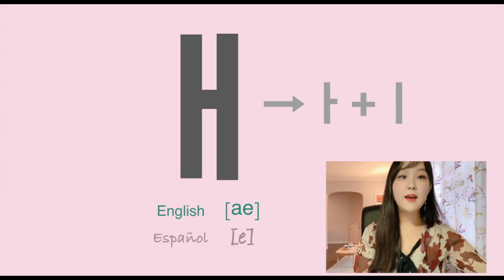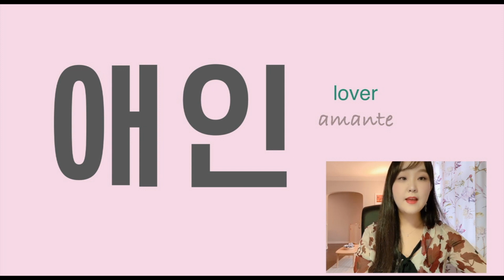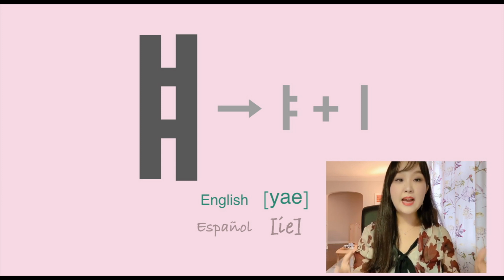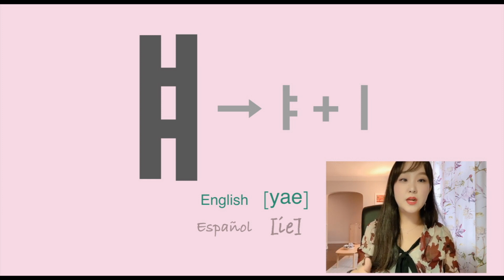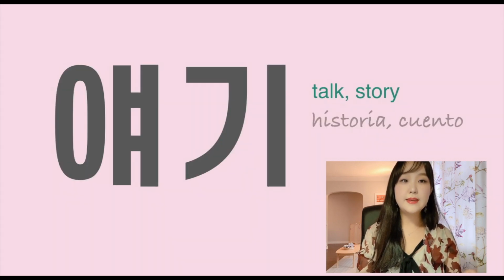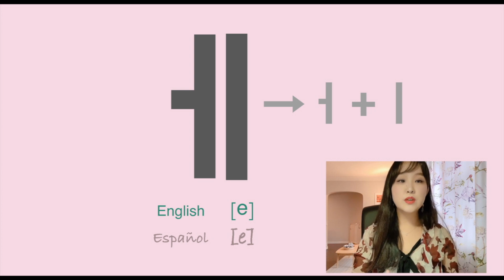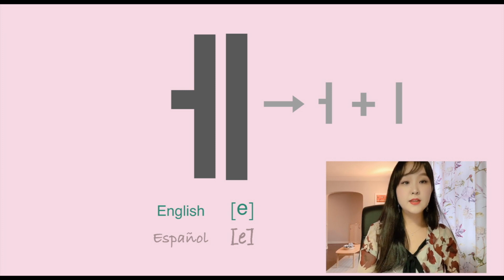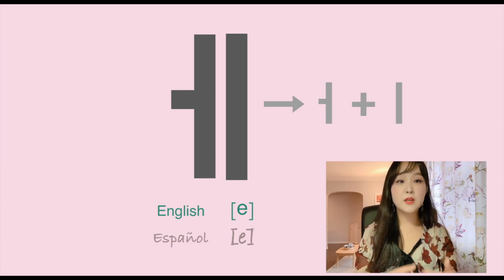In. This is the combined form of ya and e. Ya and e. So it also sounds in between and in a combined way. Yegi. This is also the combined form of ya and e. So it also sounds in between and the combined sound.